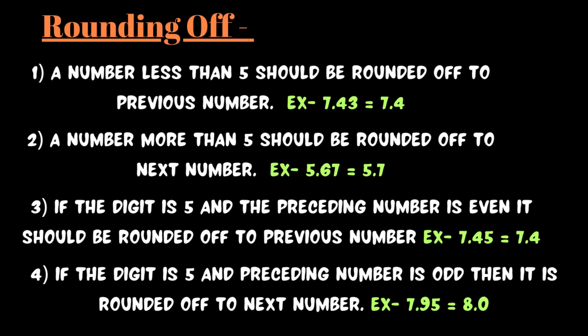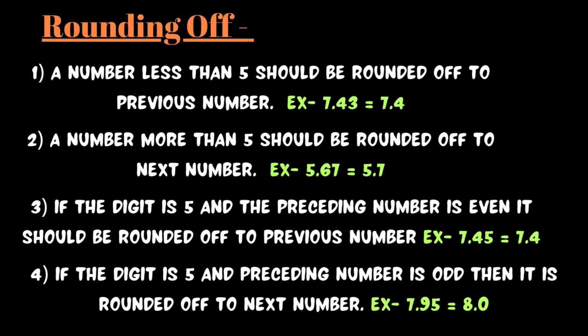If we take an example 7.43, students, as per the rule, the 3 should be less than 5. As the 3 is less than 5, it should be rounded off to the previous number, which gives us the result 7.4. Students, the second rule is a number more than 5 should be rounded off to the next number. If you take an example 5.67, as the last significant digit is more than 5, it should be rounded off to the next number and the result gives 5.7, students.